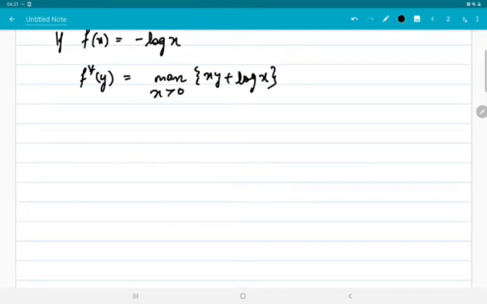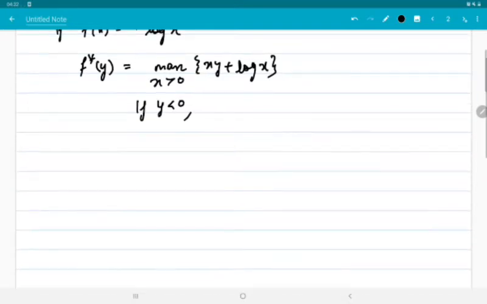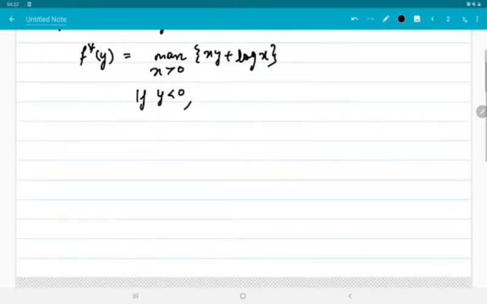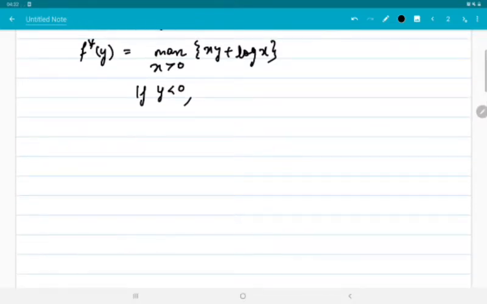So to solve this, we can see that if y is greater than 0, this is unbounded. If y is greater than 0, it's a positive unbounded number. But if y is less than 0, then we can just differentiate and equate it to 0 to maximize.